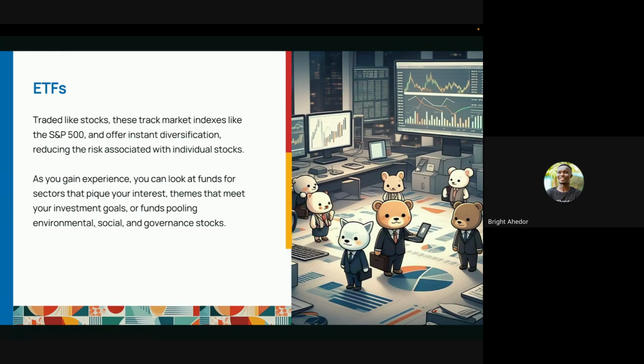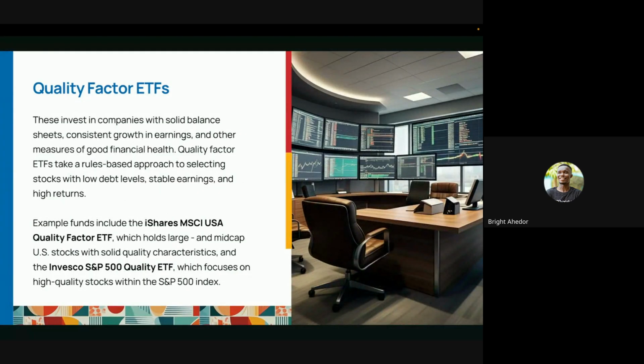So if you have trouble selecting a particular stock, you may want to look for a particular ETF and just invest in the ETF. The fund managers will just go and buy it for you on your behalf. All right. That's what happens when you are doing those things. Now, these are some ETFs.